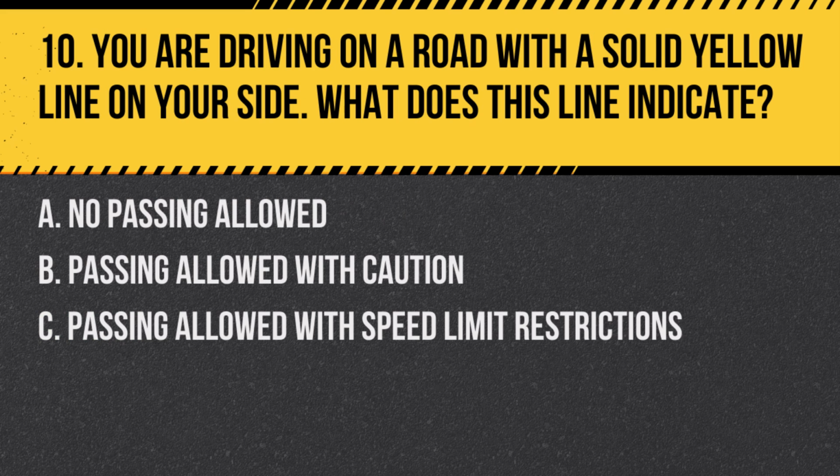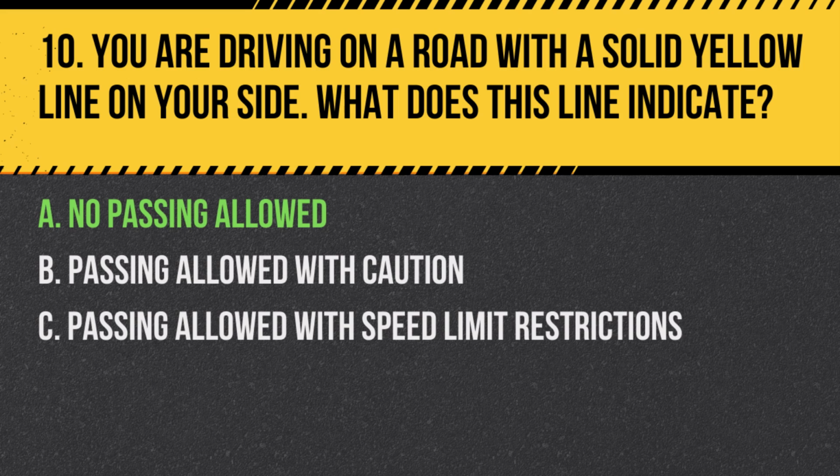Question 10. You are driving on a road with a solid yellow line on your side. What does this line indicate? A. No passing allowed. B. Passing allowed with caution. C. Passing allowed with speed limit restrictions. Answer. A. No passing allowed.